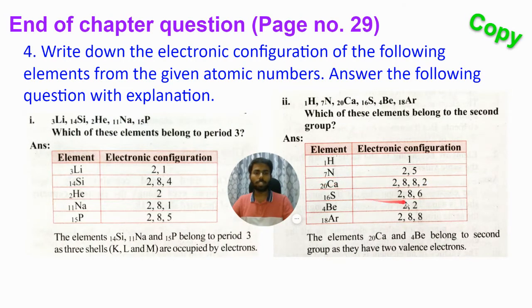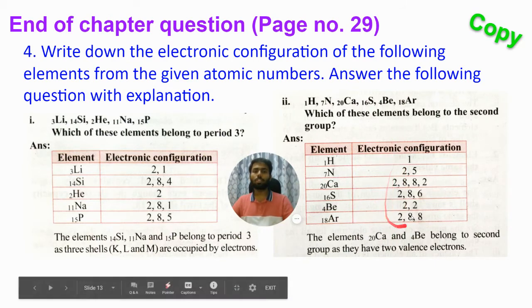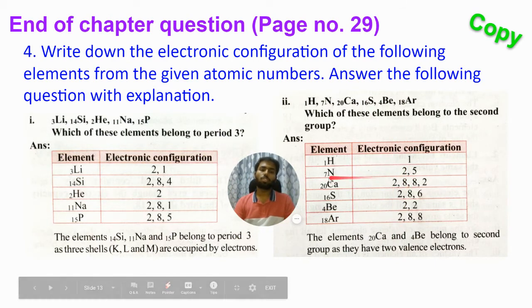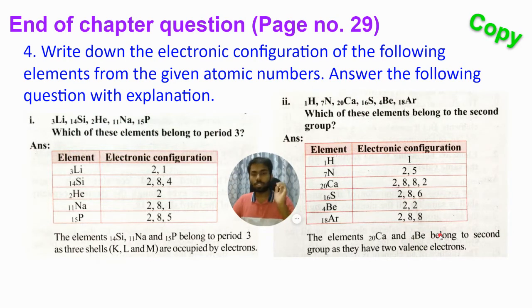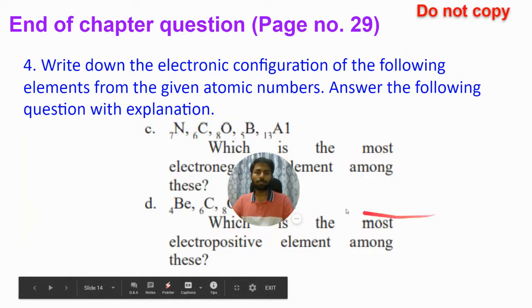One is calcium, second one is beryllium. Okay, this answer you'll get only right when you write the electronic configuration correctly. So calcium and beryllium is your answer. Elements calcium and beryllium belong to the second group as they have 2 valence electrons. Again, your explanation should be right. Group 2 में इसीलिए है वो लोग because they have 2 electrons in their outermost shell, or valence electrons you can call them. Okay, let us move ahead.